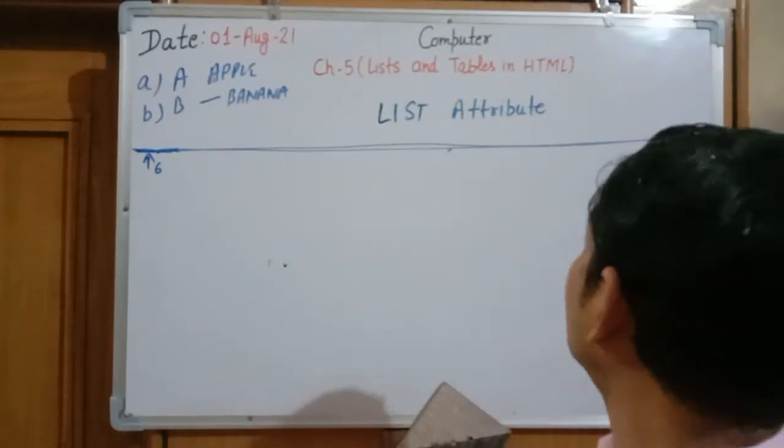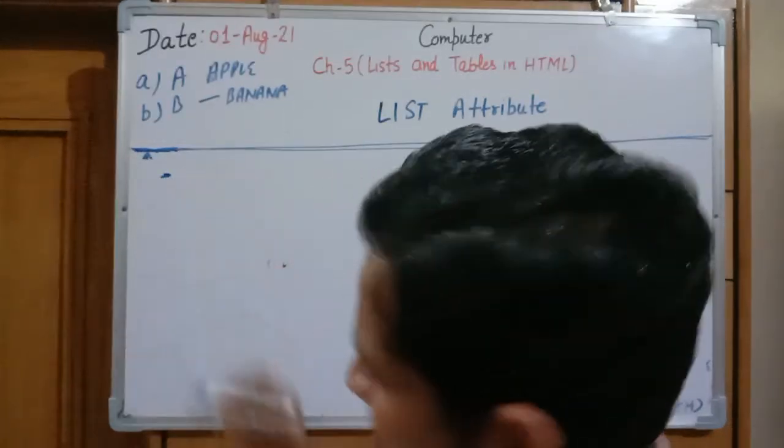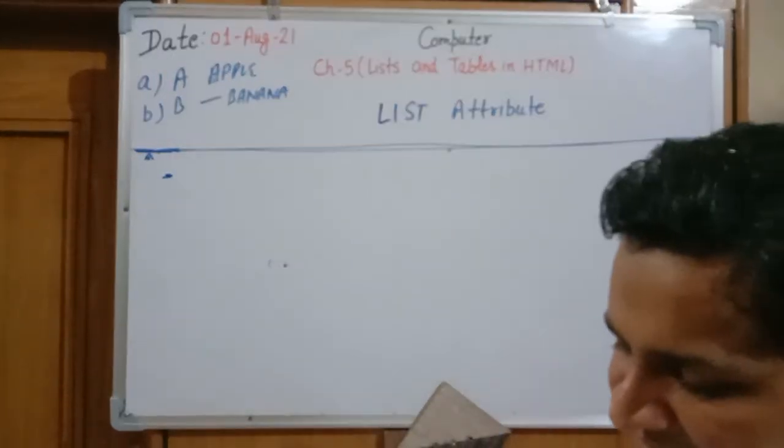Afterward, they have written BR. It means we will go to the next line. Next line, it means it will start from here. In the next line, what is written?